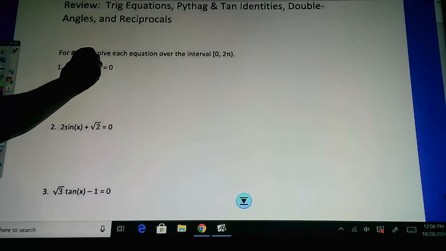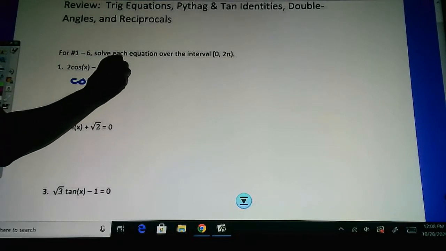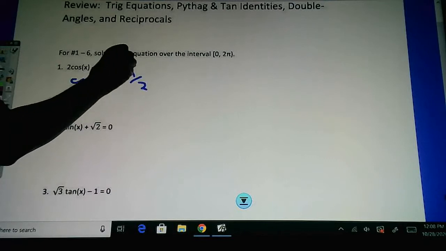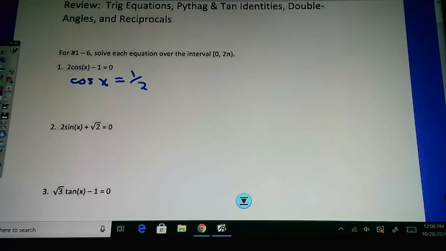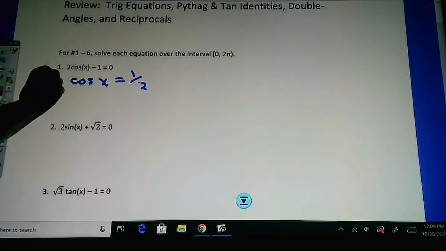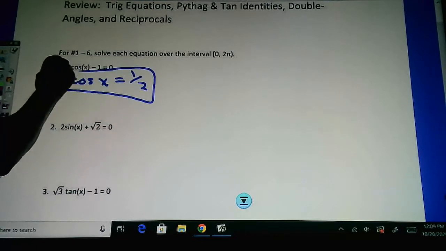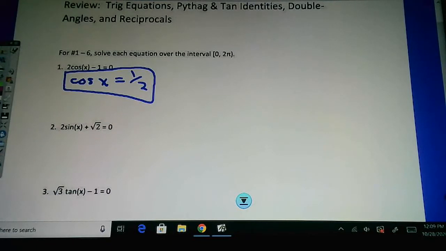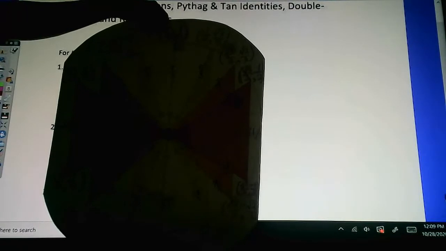You're going to add 1 to both sides, divide by 2. You'll be able to do that pretty easily in your head. Add 1, divide by 2. Cosine x equals 1/2. That's step 1. Get the cosine by itself. I'm going to box that in. I'm going to look on my circle. We'll look on the old unit circle right here. And I want to find out where cosine equals 1/2.